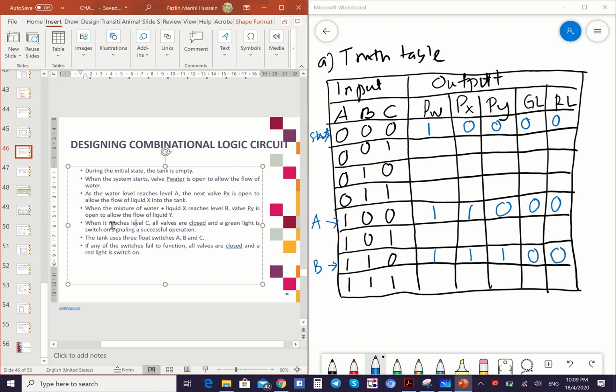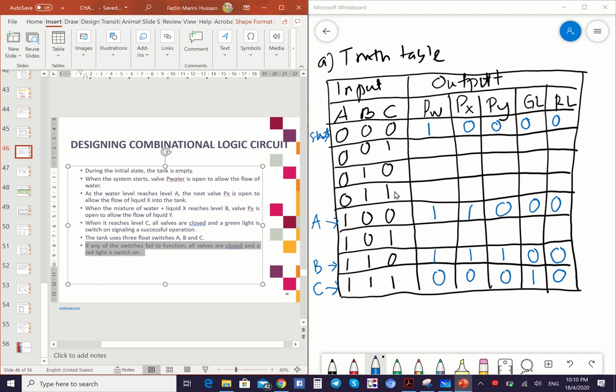Then last, when it reaches level C, all valves are closed and the green light is switched on, signaling a successful operation. This combination shows the last one, level C. The green light is on, and the other valves and the red light are switched off. The last statement: if any of the switches fail to function, all valves are closed and a red light is switched on.